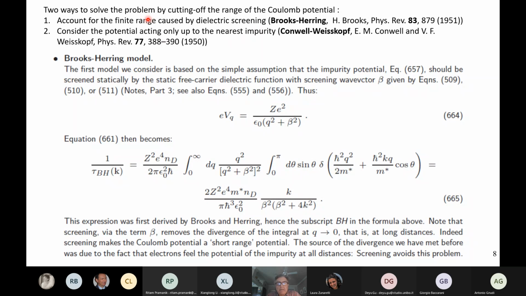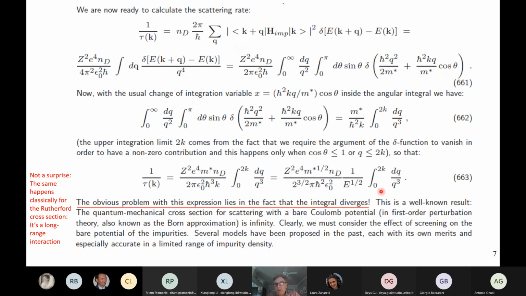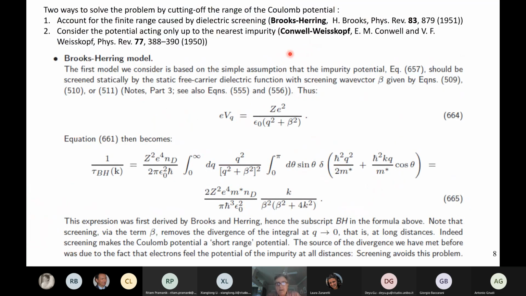Historically, there have been two ways. I'm not sure why I flipped the two, but they're roughly the same time. The first approach was historically due to Conwell and Weisskopf, and the second one is called the Brooks-Herring model. Actually, the original paper was authored only by Brooks. Anyway, we have to somehow truncate the range of interaction. At long distance, it means we go to small q. So we have to put a limit to the 0 over here, because that's the singularity that we get, right? We get 1 over q squared at q equals 0. So we have to put some lower bound to the integration here. It's what sometimes is called an infrared divergence, meaning long wavelengths.